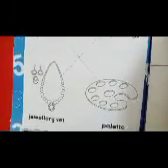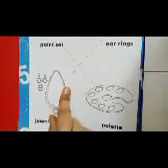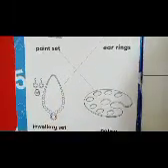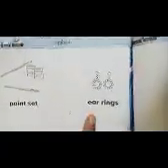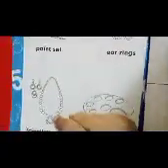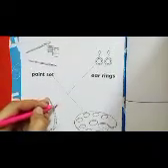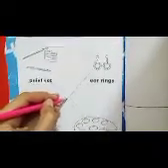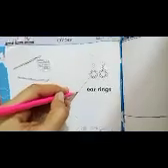This is jewelry set. Here the earrings are missing. Where is the earring? Picture here. Good. Now we are matching to jewelry set. Jewelry set is completed with the earring here. Now match the earring and color with the help of your parents.